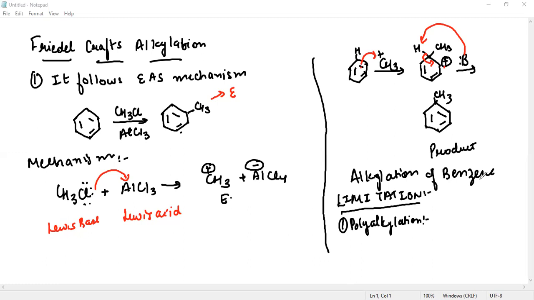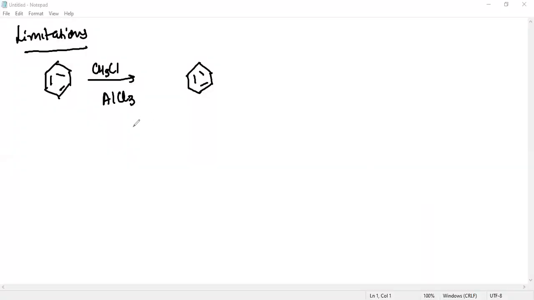Now this reaction does have some limitations, so we are going to talk about those. The first one is polyalkylation. Now what do we understand by polyalkylation? By polyalkylation we mean that when this reaction proceeds, the benzene ring reacts with these two reagents. So you do get this as your product, but there are chances that this reaction will proceed further, and you will get more and more alkyl groups attached to the benzene ring.